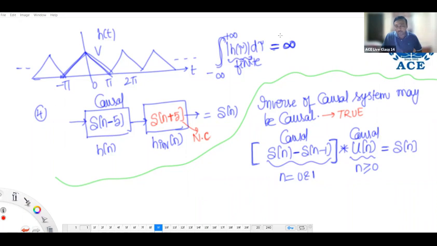So be careful. Whenever the word impulse response is used, then only you have to use that table. General input output means external behavior. Our first chapter. Those conditions are different. These conditions are different, sir.